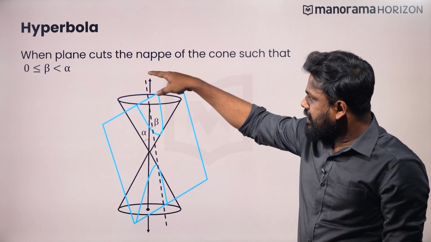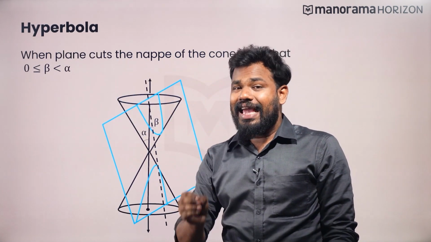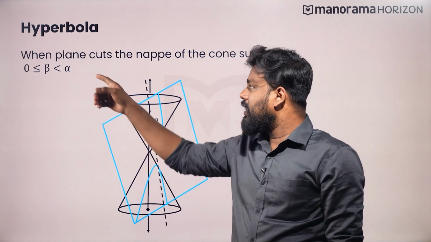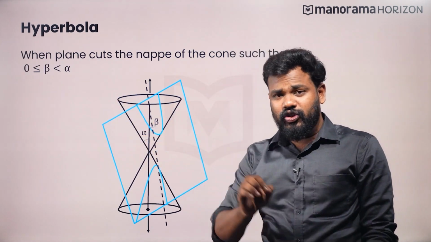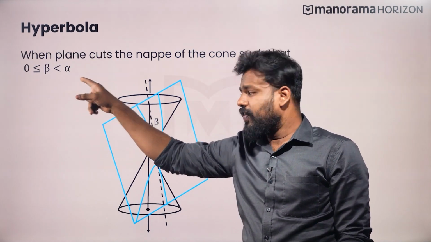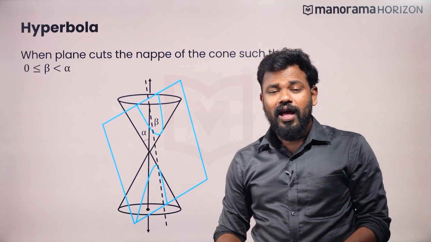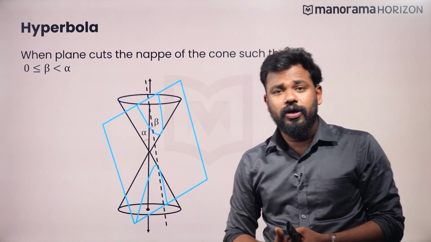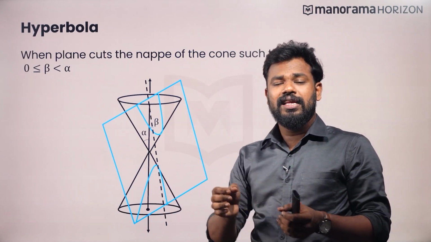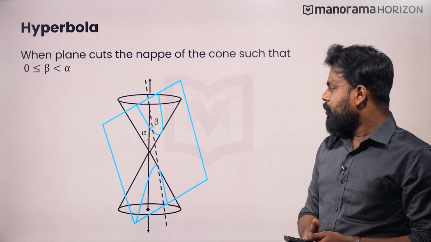So you can see that this condition, that is 0 less than or equal to beta less than alpha, where beta is the angle made by the plane with the axis of the cone and angle alpha is the one which is made with the axis and the generator, right? And if this condition is satisfied by this plane, you can see what is formed? A hyperbola is formed. So you get a hyperbola if it follows this particular condition, if the angle beta is greater than or equal to 0 but less than what? Alpha. So that is how you get a hyperbola.